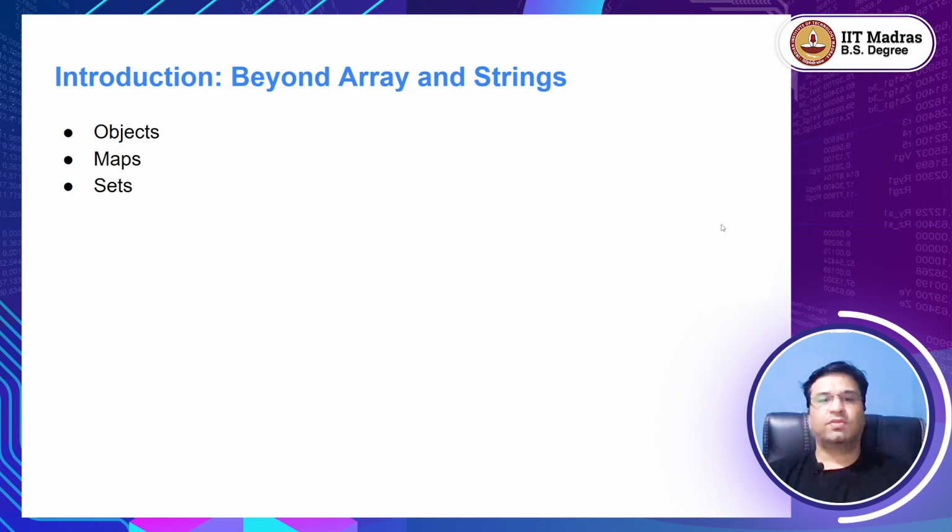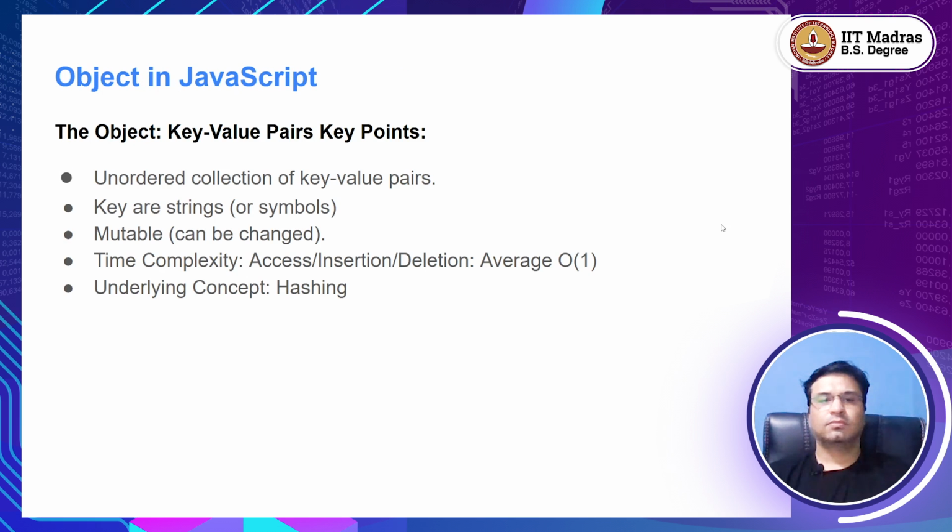While arrays are great for ordered lists and strings for sequences of characters, object, map and set provide unique ways to store and retrieve data, particularly when you need to associate a value with a unique key or ensure uniqueness within a collection. Understanding these will significantly expand your toolkit for organizing data efficiently in your JavaScript applications.